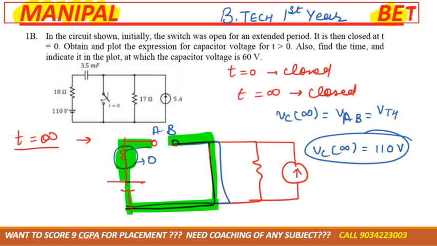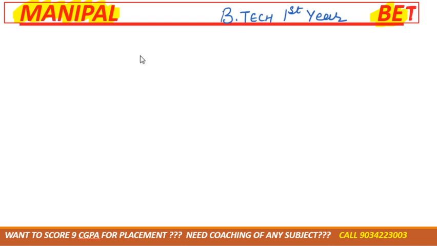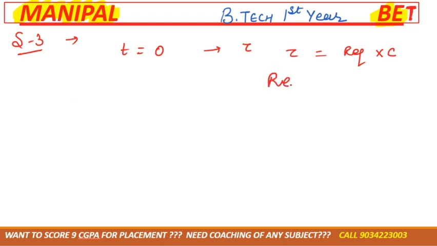Understood? After that, step number 3. What is step number 3? Calculate tau. Tau is R equivalent divided by... calculate R equivalent.